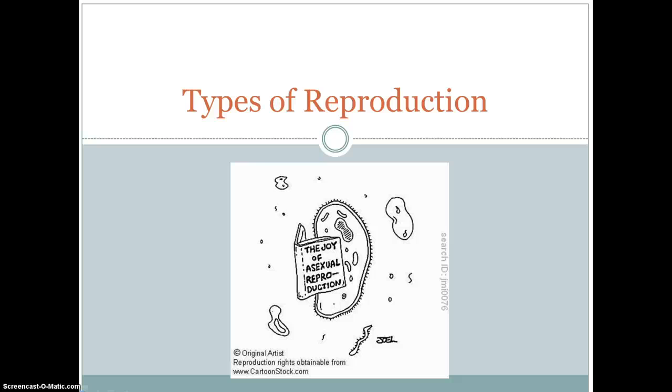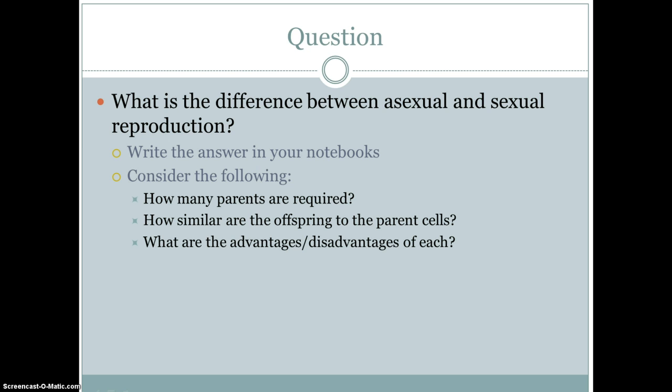Today we're going to be learning about types of reproduction, sexual reproduction and asexual reproduction, and talking about cell division that will enable those types of reproduction. So the first thing I want you to do is to, in your notebook, answer this question. What is the difference between asexual and sexual reproduction?